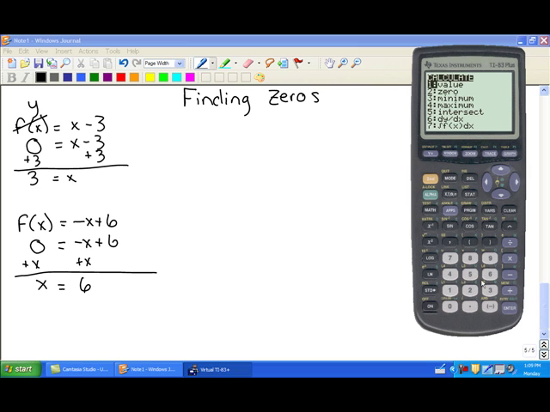Hit second trace, choose number 2. We always want to make sure the cursor's to the left of the 0. In this case, that is still going to be above the x-axis. Hit enter. Move your cursor to the right of the x-axis, or x-intercept. Hit enter again, and it will tell you the 0, or the x-intercept, is x equals 6.